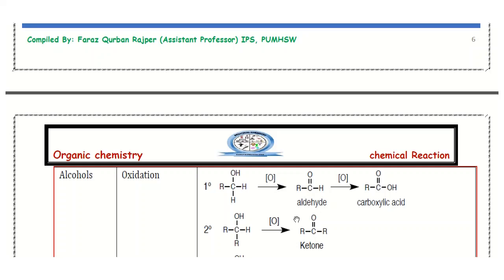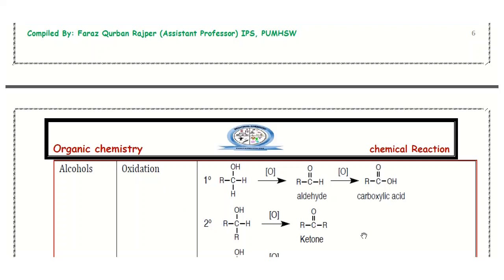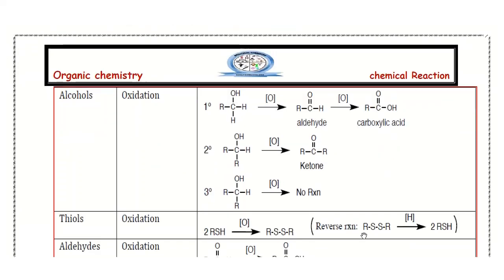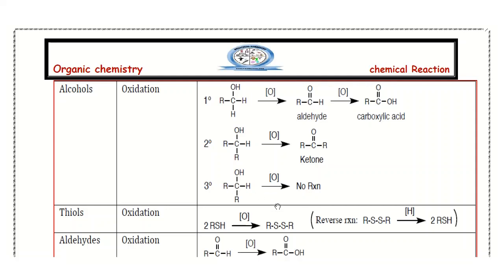In the case of a secondary alcohol, where the carbon is bonded with two other alkyl groups, the secondary alcohol undergoes oxidation and forms a ketone as a product. A tertiary alcohol cannot undergo the oxidation reaction. A tertiary alcohol is basically C with three R groups. Clear? So a tertiary alcohol cannot undergo the oxidation reaction.